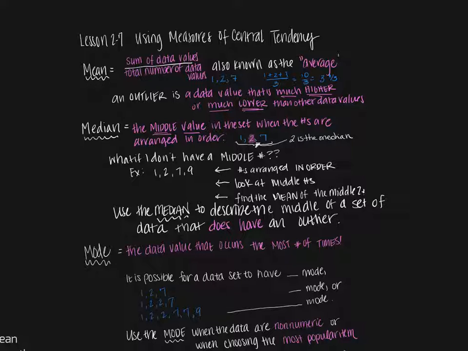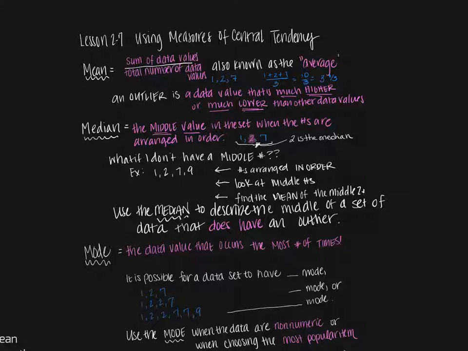Your mean is simply the sum of the data values. And remember that sum is addition. So I'm adding the sum of all of my data values and then dividing by, that's that line right there, the total number of data values. Total number is how many data points I have. This is also known as the average.